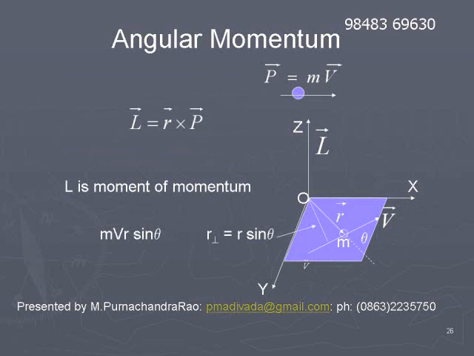So angular momentum L bar is equal to R bar cross P bar, where R bar is position vector and P bar is momentum vector. So angular momentum can be written as the cross product of position vector and momentum vector. The magnitude is given by m v r sin theta. The perpendicular distance becomes r sin theta and momentum magnitude is m v, hence it becomes m v into r sin theta.